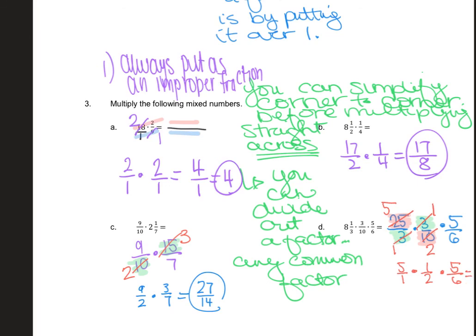So now I'm just going to multiply straight across the top and straight across the bottom. 5 times 1 times 5 gives me 25, and 1 times 2 times 6 gives me 12. And nothing else simplifies, so I am done.